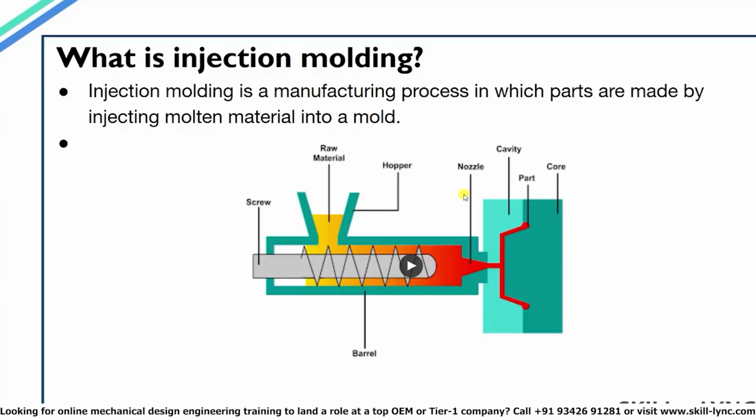The first topic we shall cover is what exactly is injection molding. Injection molding is a manufacturing process in which parts are made by injecting molten material into a mold. The hot molten material which is injected takes the shape of the mold and then solidifies as it is being cooled. Then the mold is opened and we get the required part.